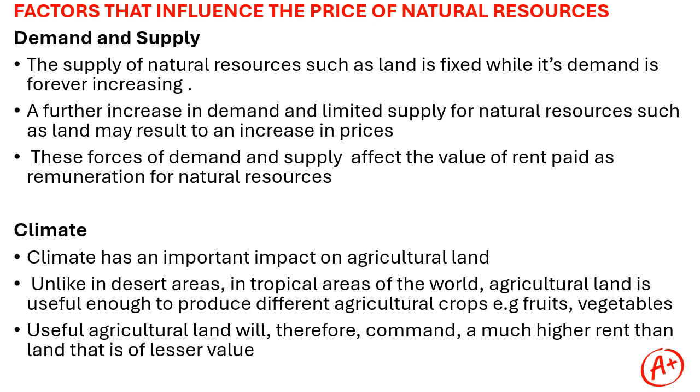Then what does this mean? That a further increase in demand and limited supply for natural resources such as land may result in an increase in prices. That is why it is possible that when a person buys land, for example, as a natural resource in 1995, he only paid 1,000 rand for 1 hectare of land in Johannesburg. Are we still together? Yes, so the person bought 1,000 hectares of land for 1,500 back in the 1990s, in 1995, for example.